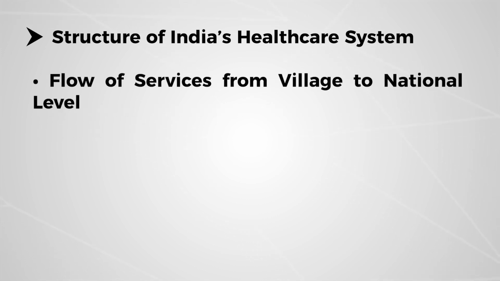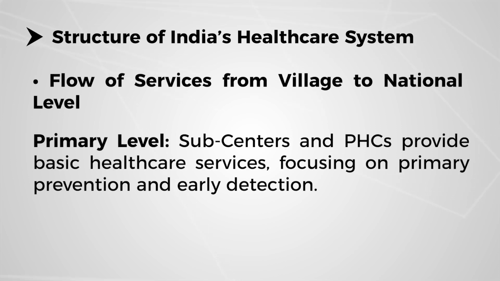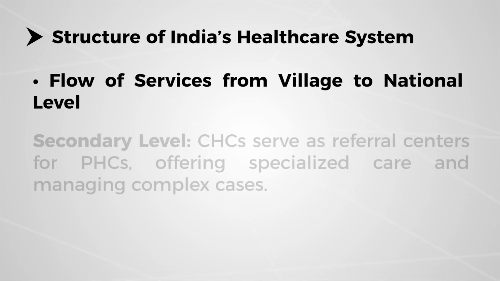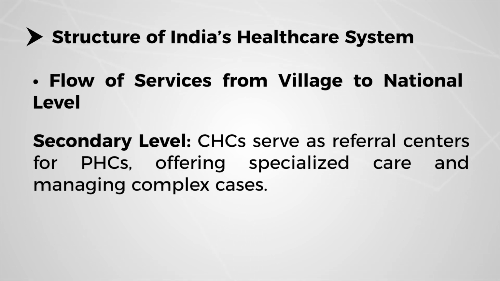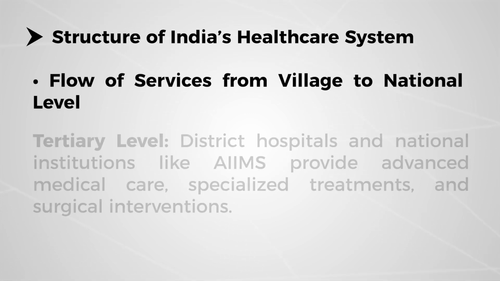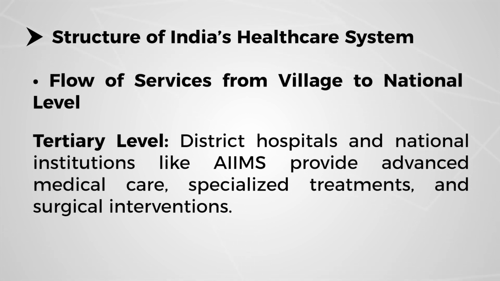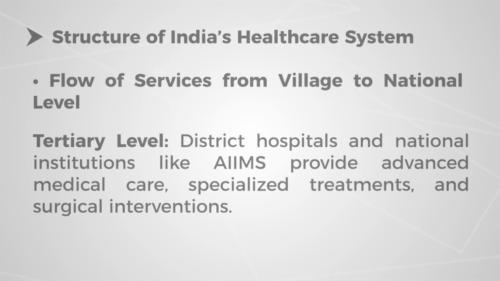So this is the flow of healthcare services. Services begin at the village level with sub-centers and primary health centers, which provide basic care. More complex cases are referred from the primary health centers to the community health centers, that is, from the block level to the district level. Advanced medical needs are then referred to tertiary care institutions, like the district hospital and national facilities such as AIIMS in different states.